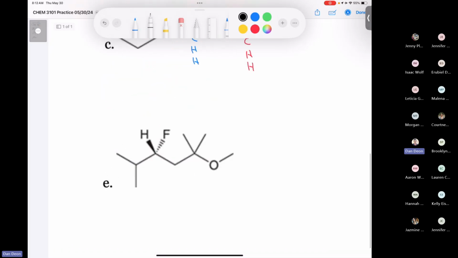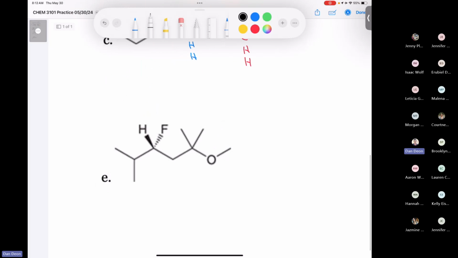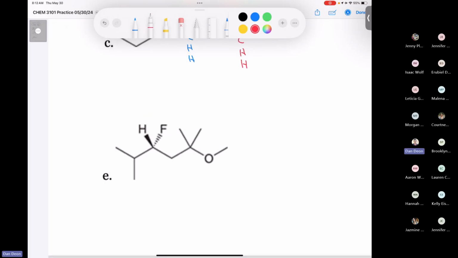Well, let's do the last one. So this is 5.39E. Again, our lowest priority group is coming out towards us. Our highest priority group, the fluorine, is in the back. So we're going to reverse whatever we get. This carbon in blue is attached to carbon, carbon, hydrogen. This carbon in red is attached to carbon, hydrogen, hydrogen, like that. So you can see the tiebreaker is this one here, the carbon in the middle, okay?